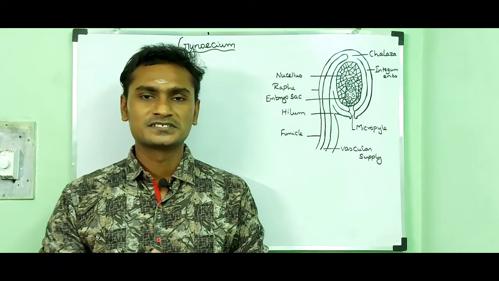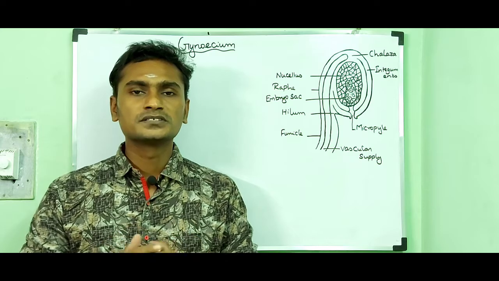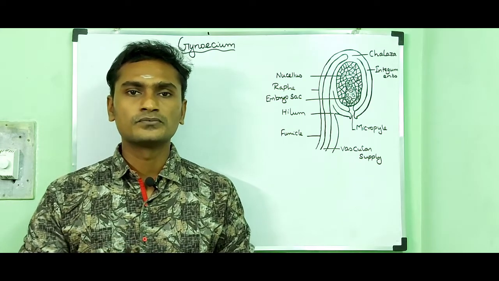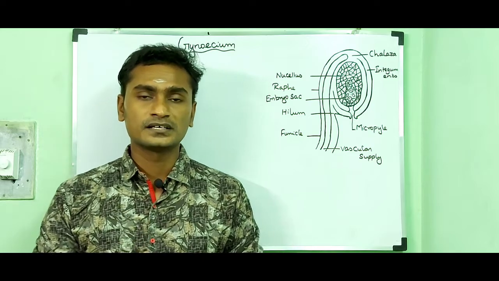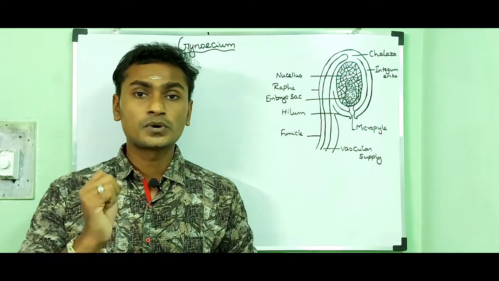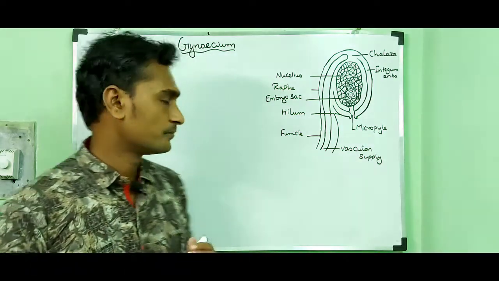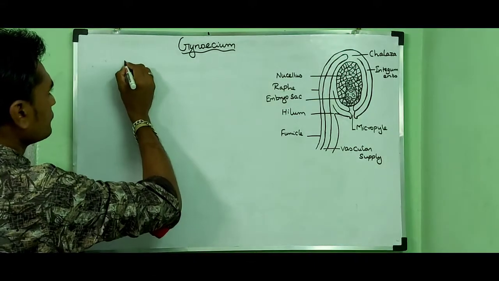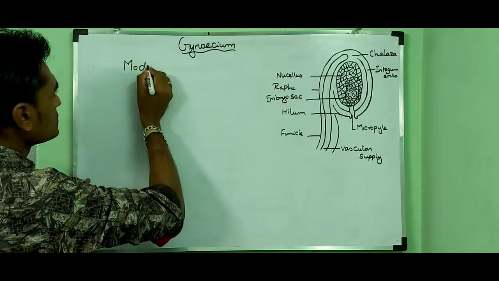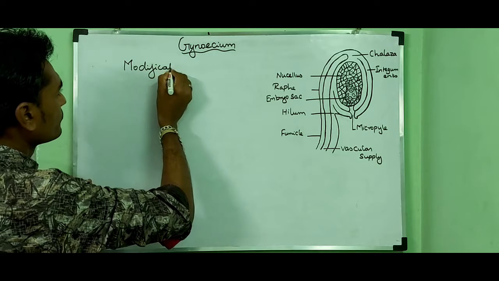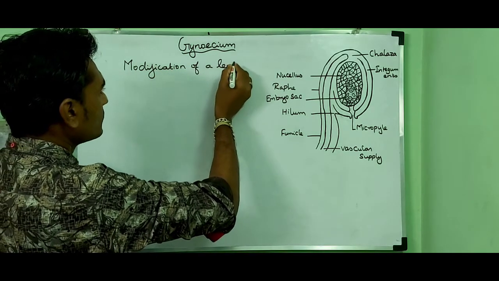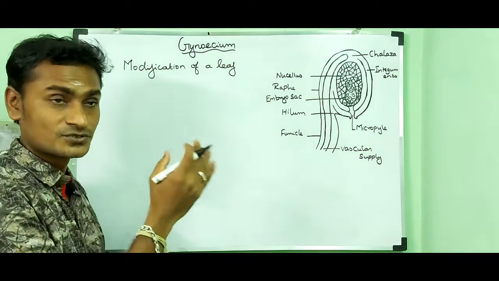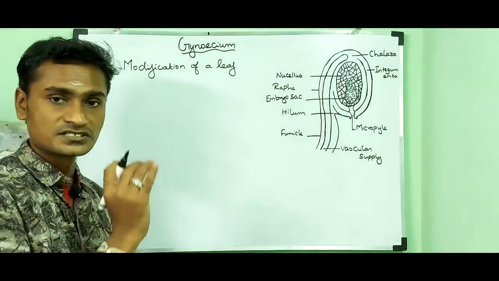Mandri Kumar Rajesh. In this video, we are going to discuss the female reproductive part of a flower, called gynoecium. Gynoecium is a modification of a leaf. Flower is a modification of shoot.